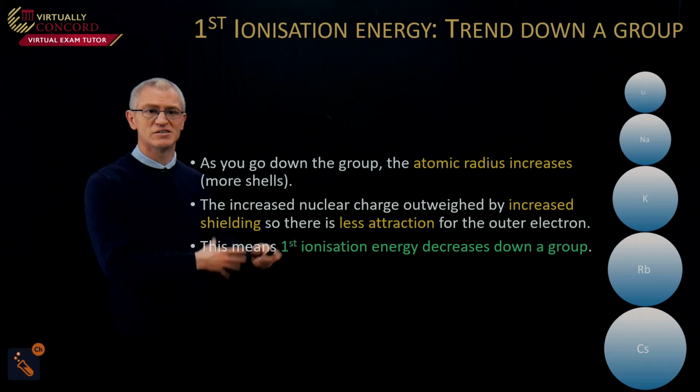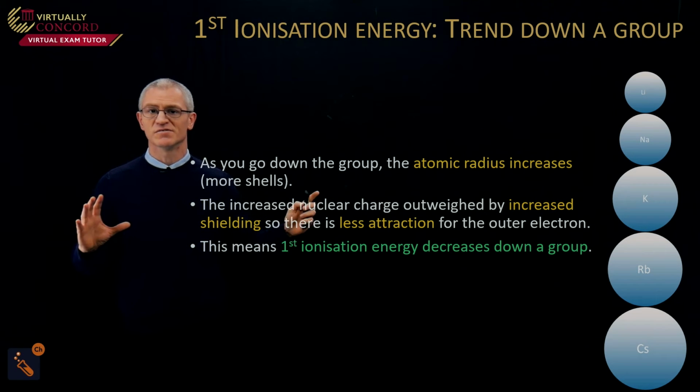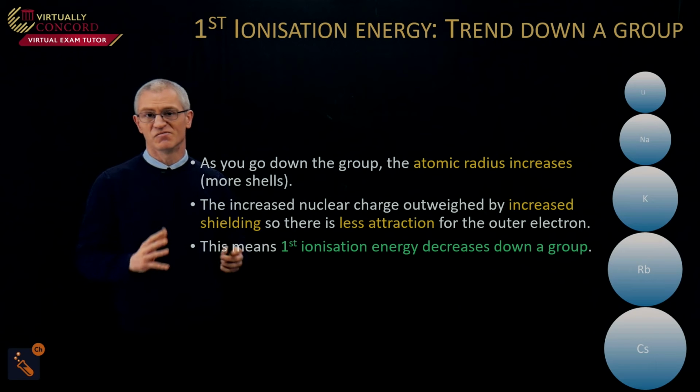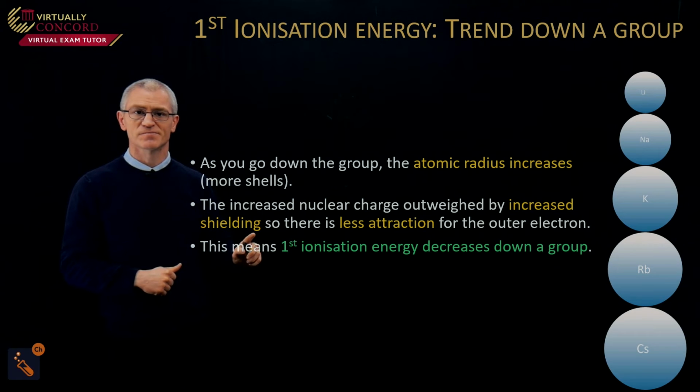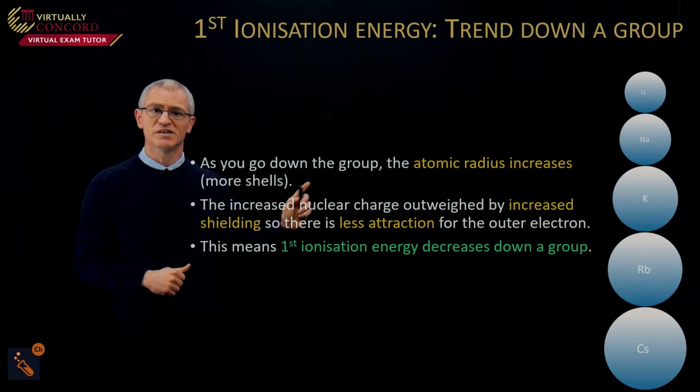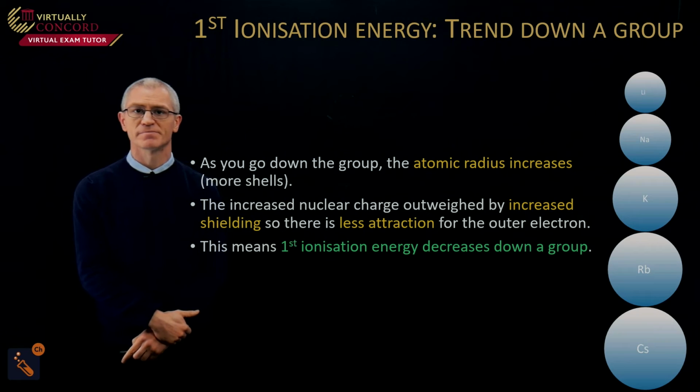It doesn't take as much energy to remove the outer electron because the electron is further away. And why is it further away? It's because of the shielding. And it's because the atomic radius is going up.